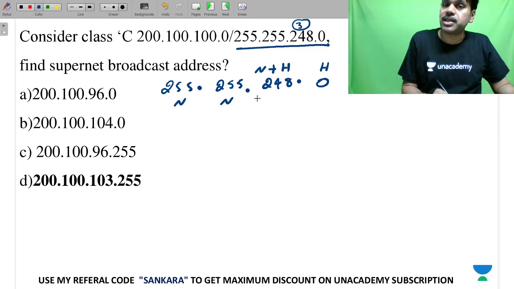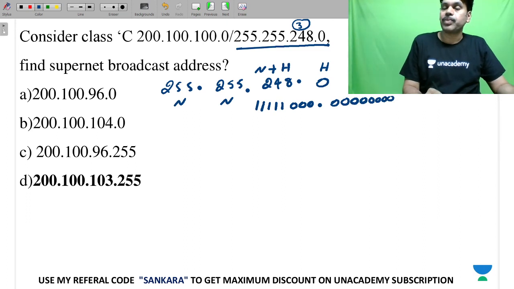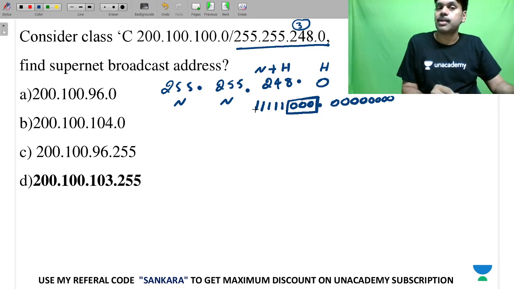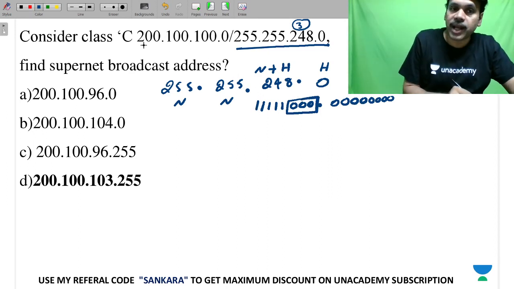So let us write this 248 into binary. 1, 2, 3, 4, 5, 1, 2, 3, 1, 2, 3, 4, 5, 6, 7, 8. How many bits you borrowed? So from third octet, we borrowed 3 bits. Okay. Now write your IP.